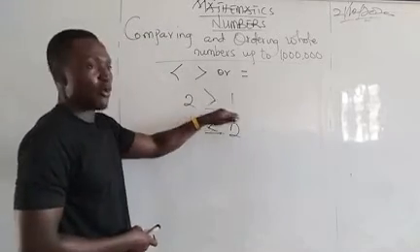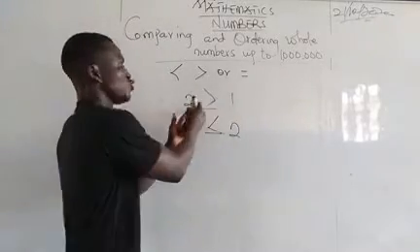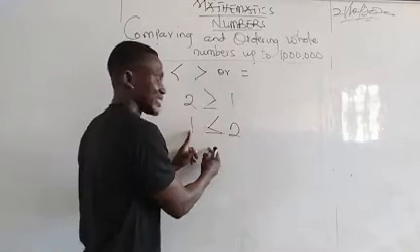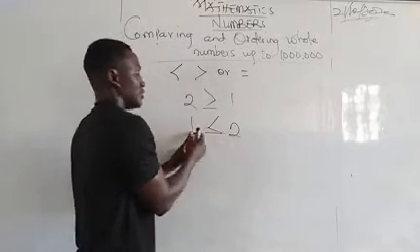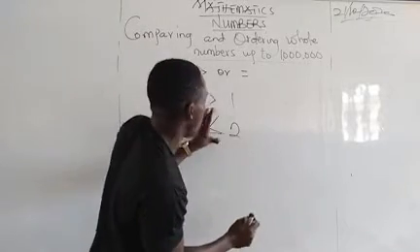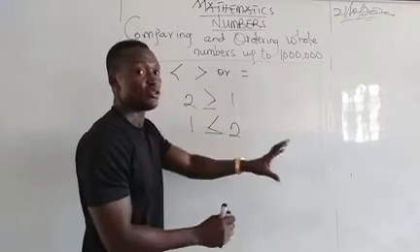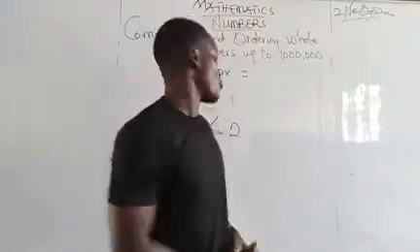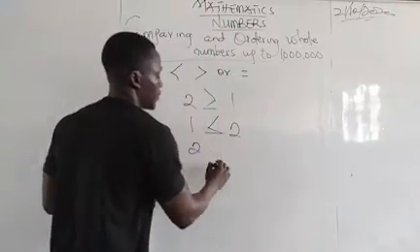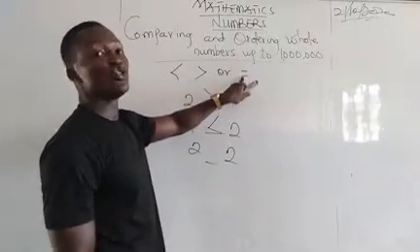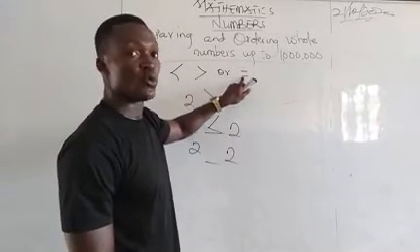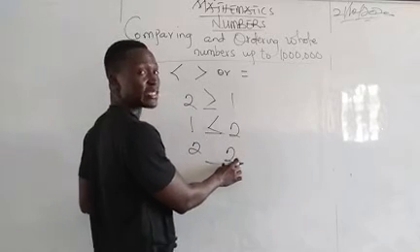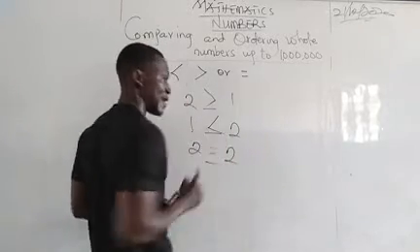So from the first example, 2 and 1, 2 is greater than 1, so the sign will open towards the 2. In the second example, 1 and 2, 1 is less than 2, so the sign will still open towards where the 2 is. This is how we are going to use the sign. And when we have something like 2 and also 2, we use the sign which is equal to, because we have the same digit.